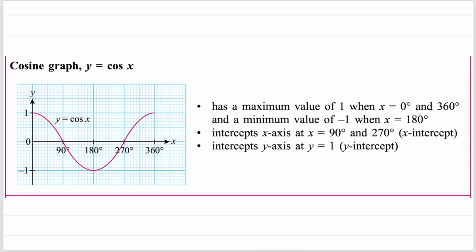Moving on to the cosine graph. The cosine graph is a little bit different, but you still have a maximum and a minimum value of 1 and -1. But the maximum value occurs at x equals 0 and also 360. And then the minimum value of -1 occurs at x equals 180. You have two x-intercepts when y is equals to 0, at x equals 90 and x equals 270. And you have one y-intercept here, which is y equals 1.